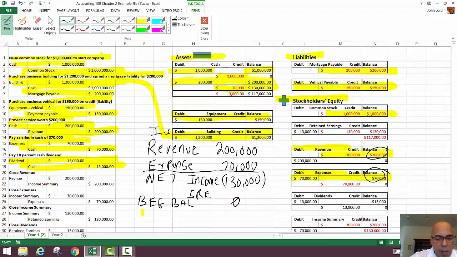0. I have my net income, and you don't show the arrow coming down like this, guys. I'm just showing you this for our purposes to understand. But if I was preparing the statement of retained earnings, I would certainly show an add. Add my net income. My net income is $130,000. And then I have an ending balance in retained earnings.